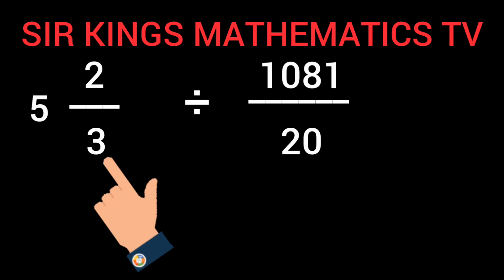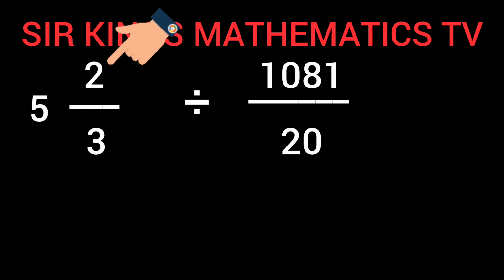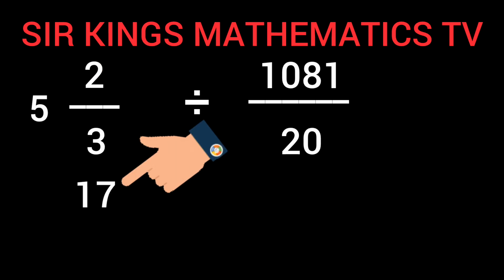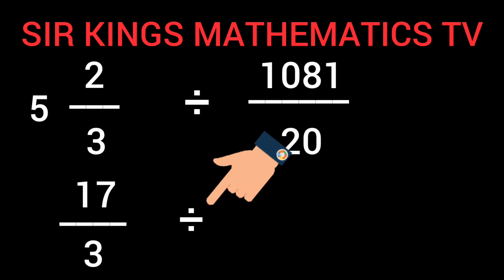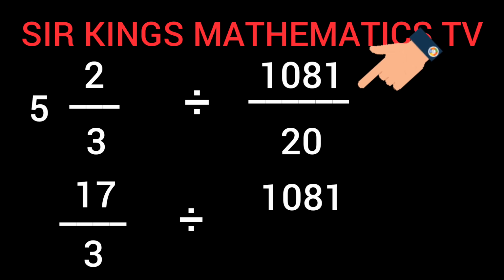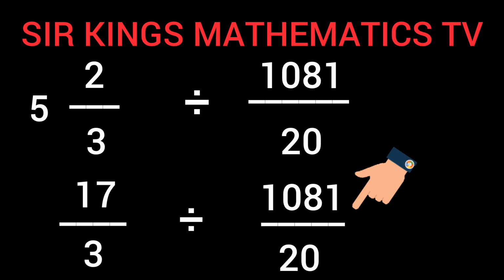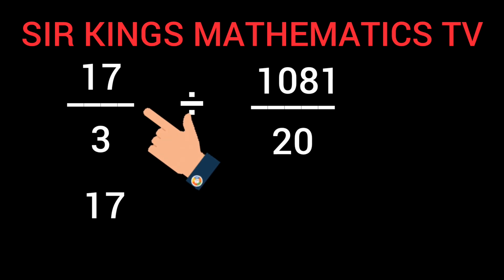Now 3 times 5 will give us 15, plus 2 will give us 17 over this 3. Write down divide sign. Write down 1081 over 20. Write down 17 over 3.